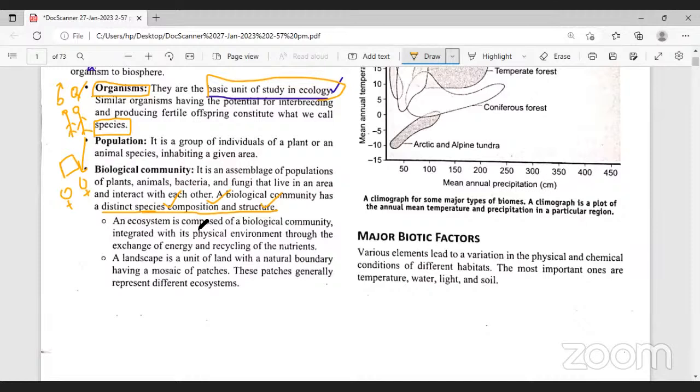The 2% may be converted into some other form. What is that? The light energy is converted into chemical energy. Then the process is called photosynthesis. That is very well. Okay.